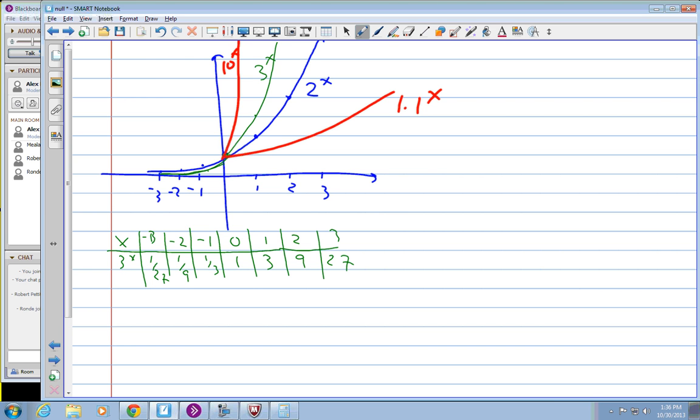Are you buying that? I shouldn't be hitting the x. I mean, I probably should have used that full plot thingy to get better graphs.